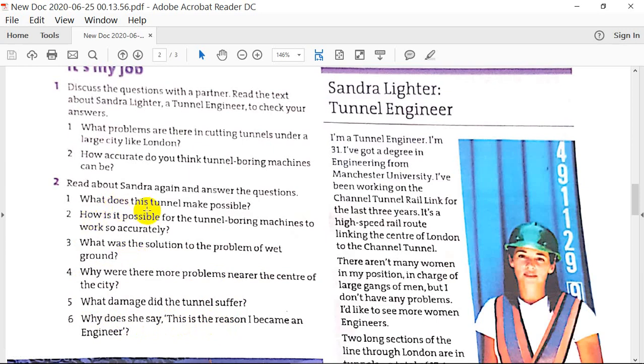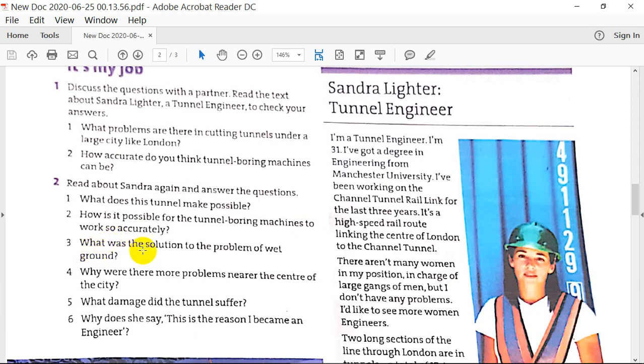What does this tunnel make possible? How is it possible for the tunnel boring machines to work so accurately?